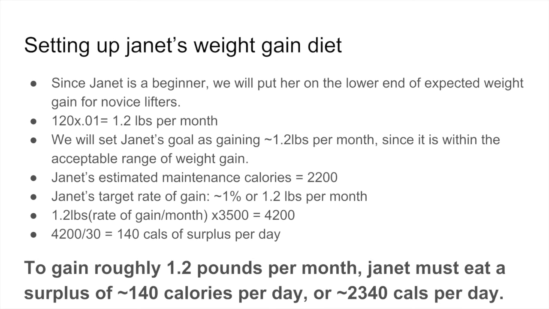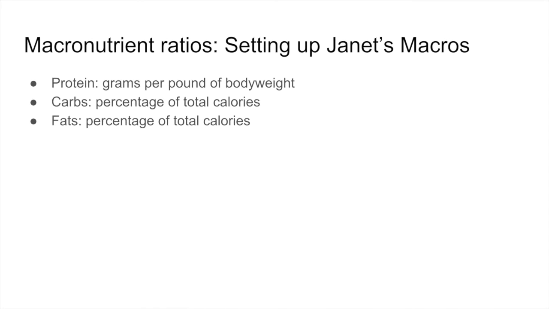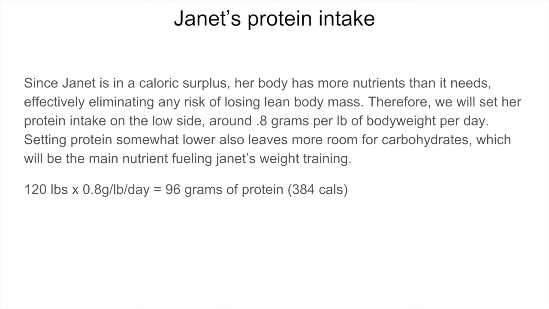Janet's estimated maintenance calories are around 2,200, and her target rate of gain is around 1%, or 1.2 pounds per month. So we're going to multiply that target rate of gain in pounds. So 1.2 pounds times 3,500, which is going to account for us a pound, even though it's across the board for adipose tissue, and we're going to use it for lean tissue as well, which is going to equal around 4,200. We're going to divide that by 30, and we're going to get 140 calorie surplus per day, bringing her up to 2,340 calories per day.